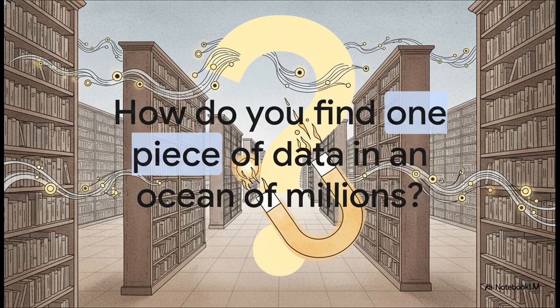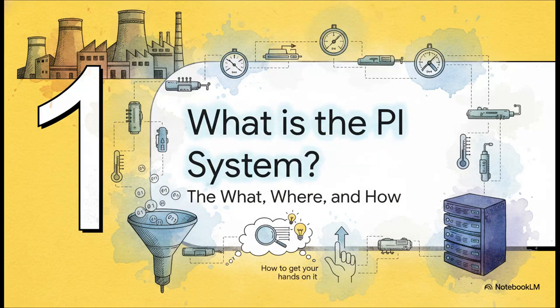You're trying to find one single sentence in a library with millions of books, but there's no catalog system. Sounds impossible, right? Well, that's kind of the challenge we face with all our operational data. And that exact problem, finding that one needle in a massive haystack, is precisely what the PI system was built to solve. So we're going to break this all down by answering three really simple questions.